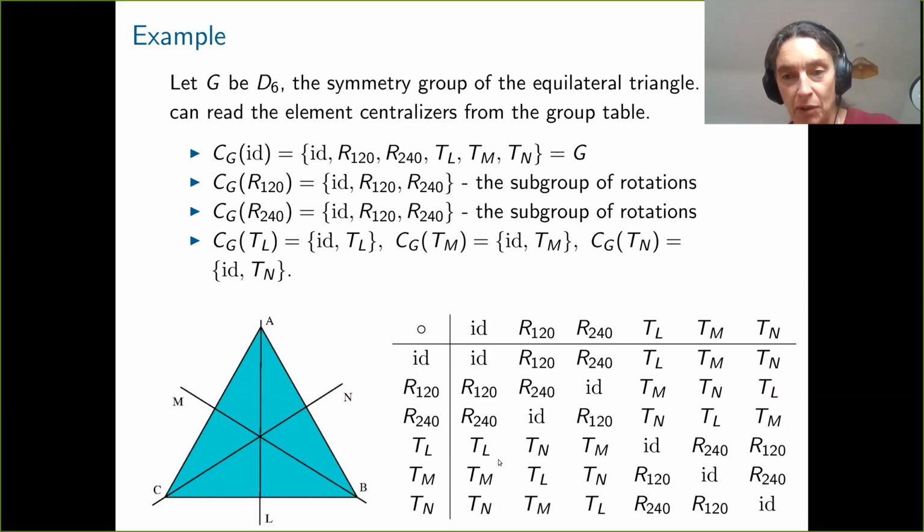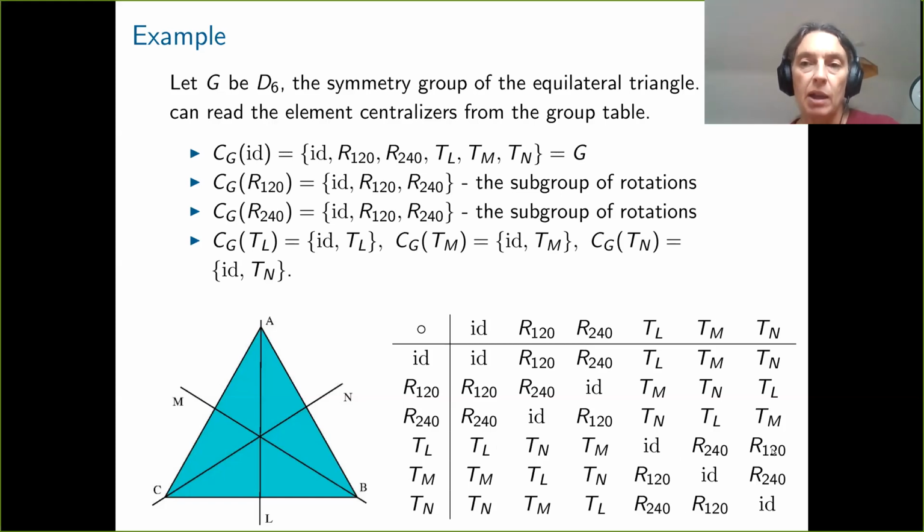TL does not commute with TM, because the entry in this position, TL after TM, is not the same as the one in this position, which is TM after TL. So TL doesn't commute with TM or with TN. That would require that this entry would be the same as that one, and they're not.